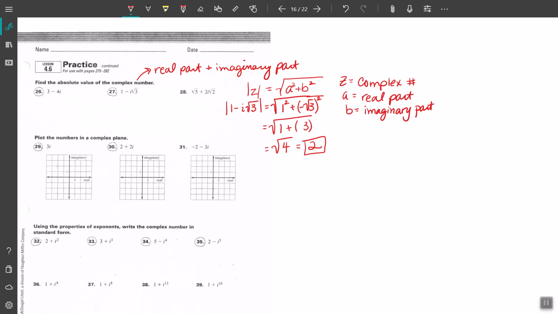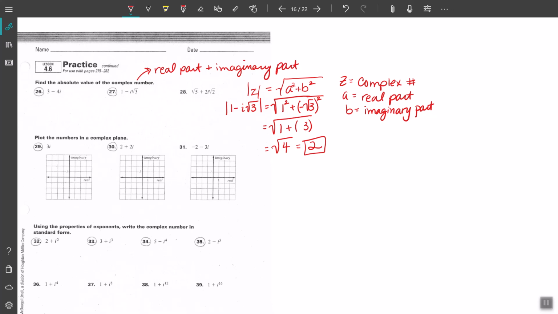Now we can also plot complex numbers in what is called a complex plane, and you can see that in 29 through 31. We have a real axis that is right in the place where our x-axis normally is, and we have an imaginary axis, which is where the y-axis typically is. This is not the same kind of plane that we've been doing. This is not an xy plane. This is a complex plane. So there's a real and an imaginary axis, and we're going to plot this complex number of 3i.